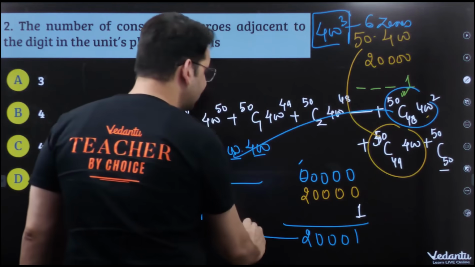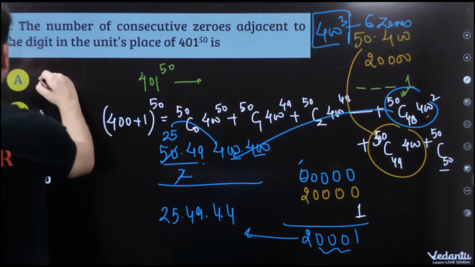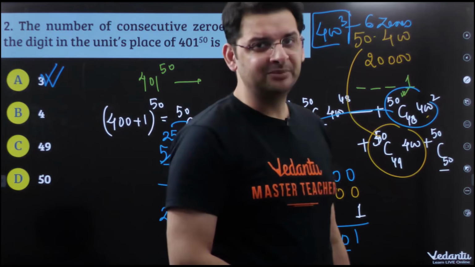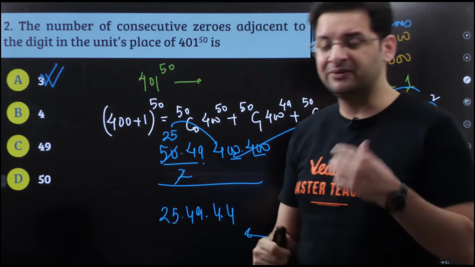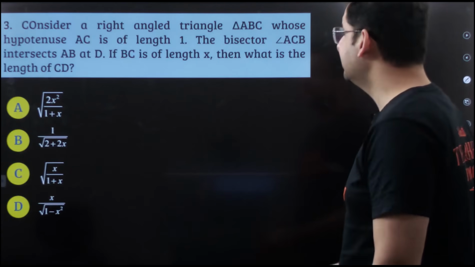I am not concerned about what is there. Basically, before 1, there are 3 zeros. Option A is going to be right. So this was the most simple application of the binomial theorem, and if you knew binomial, you should have done this particular question. So option A is the right answer to this.